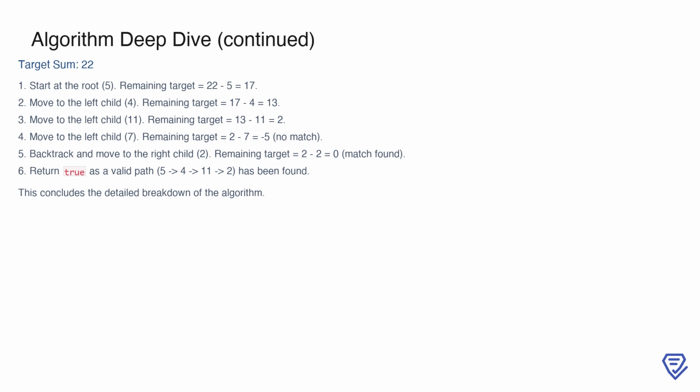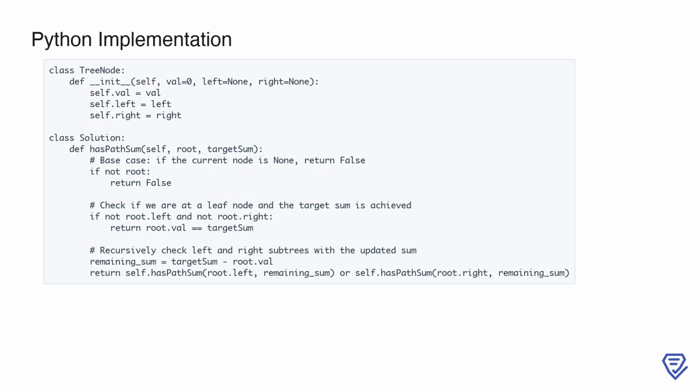This solution implements the path sum problem using a recursive depth-first search (DFS) approach. Here's the detailed explanation of the code. 1. TreeNode class. The TreeNode class represents the structure of each node in the binary tree. Each node contains a value, val, a pointer to the left child, left, and a pointer to the right child, right. 2. Base case. The first check in the hasPathSum function is whether the current node, root, is None. If it is, we return false because no path exists in an empty subtree.